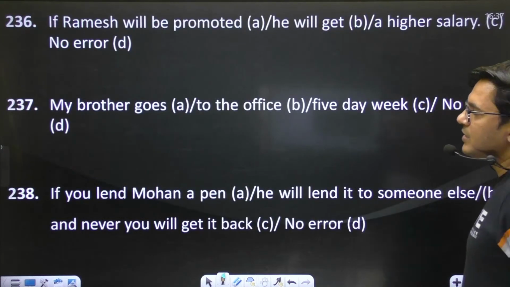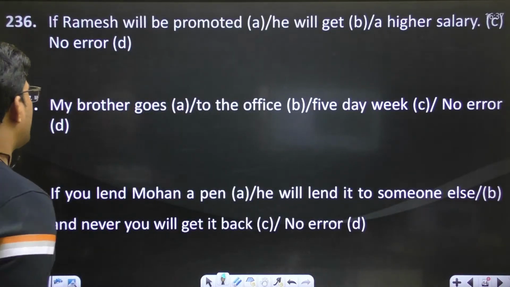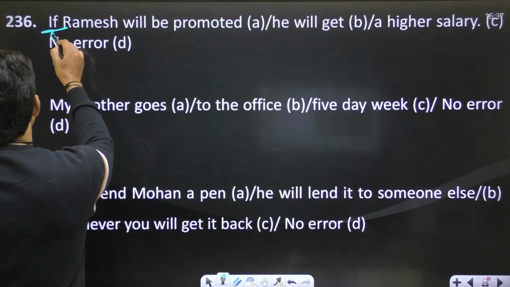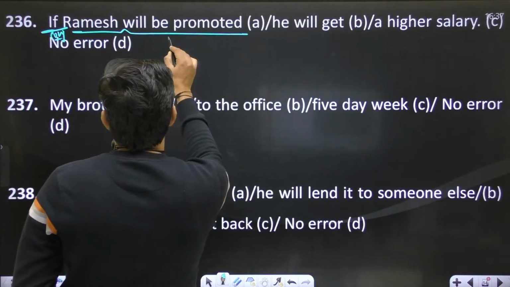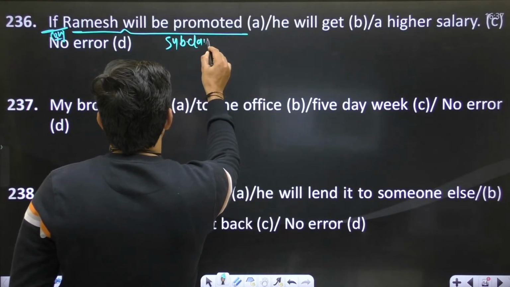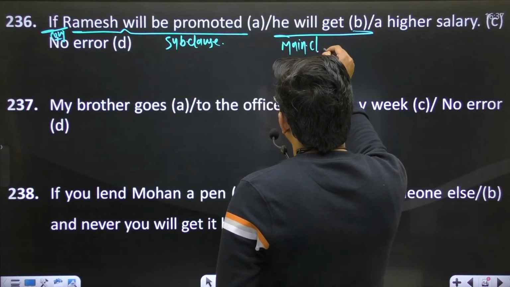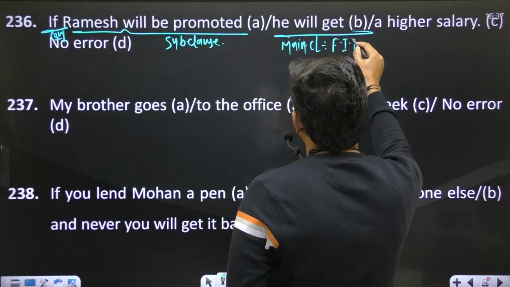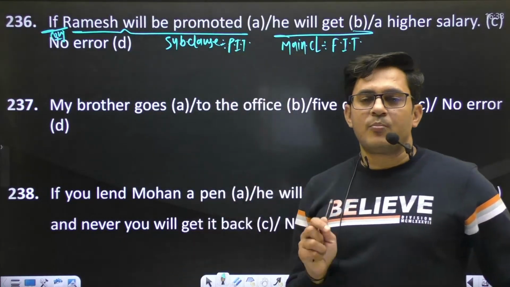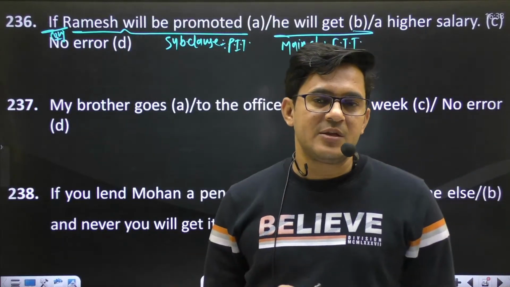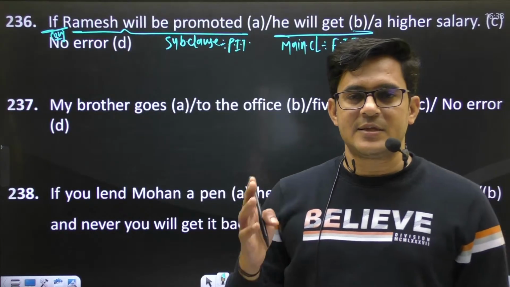Okay, move to the next sentence. If Ramesh will be promoted, he will get a higher salary. This is an if clause, a subordinate conjunction, and after this subordinate conjunction comes the subordinate clause, and this is the main clause. Make sure that in the main clause we use the future indefinite tense, and in the subordinate clause we use the present indefinite tense. In complex sentences, both clauses cannot be in the future tense.